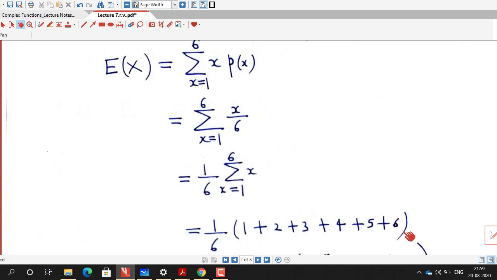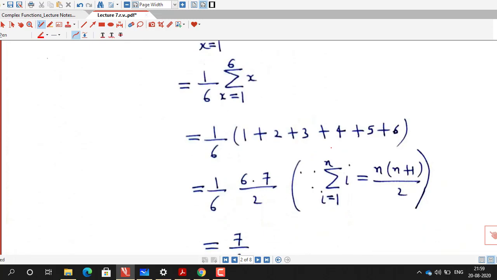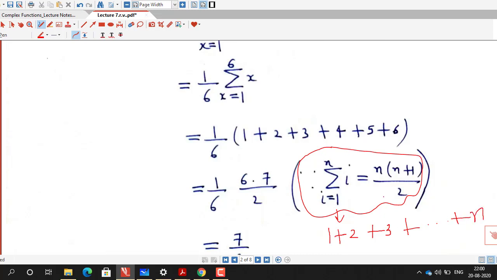So either you can sum all this or you can use this formula. Summation of first n positive integers, this is nothing but summation of first natural numbers 1 plus 2 plus 3 and so on up to n, is given by n into n plus 1 by 2.